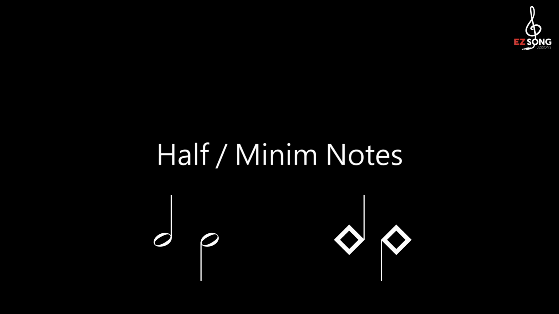Tip number 2. A whole note strum means that the chord has to ring out for 4 beats. Therefore, make sure you don't move your fingers or mute the strings before these 4 beats have passed. Half or minim notes. These are notes that sustain over 2 beats of music.